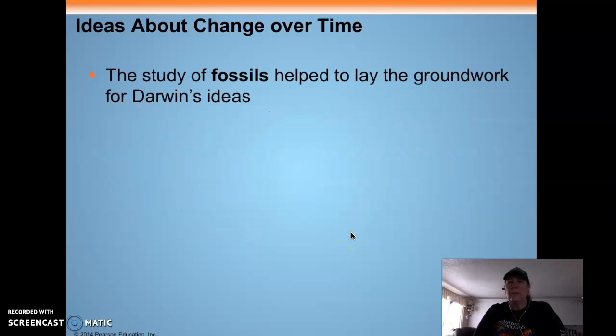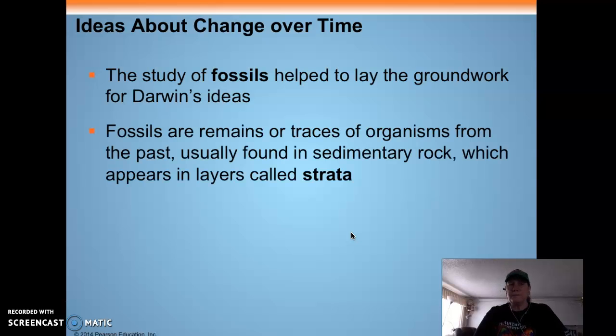Okay, so Darwin's looking at all this information. He's getting ideas from fossils, because we get a lot of evolution ideas from fossils. They're the remains or the traces, and scientists can look at those and see how organisms looked many years in the past. They'll date the sedimentary rock in which they were found, and they'll find them in layers. When they do archaeological digs, they'll find top layers, and they'll keep going down, and the layers are called strata.